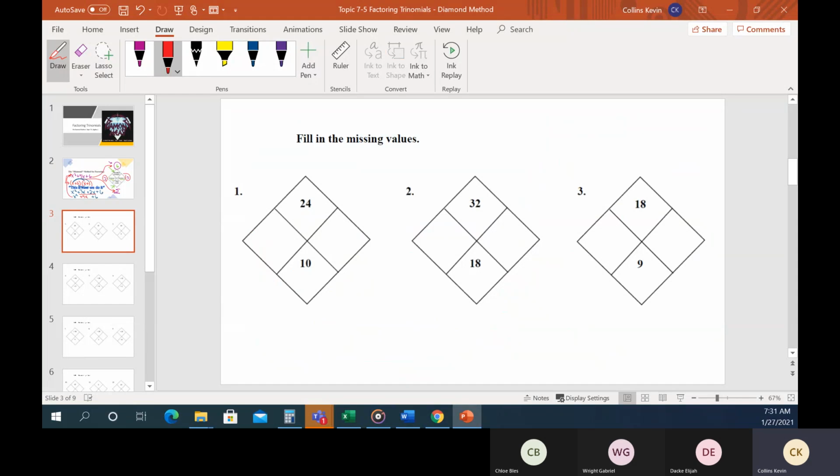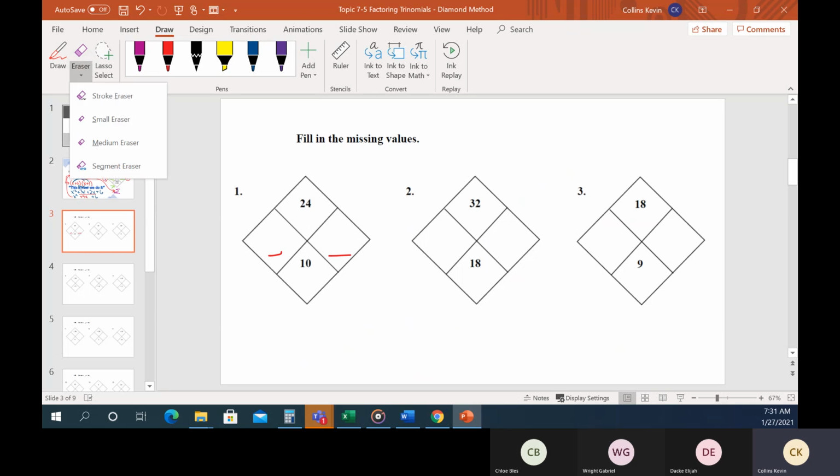Okay, so our first one here, we've got two numbers that we want to put in here and here, right? And they have to multiply together and give you 24, but they have to add together the same two numbers and give you 10. So what's our numbers going to be here? What numbers are we going to put in here to finish off the diamond?